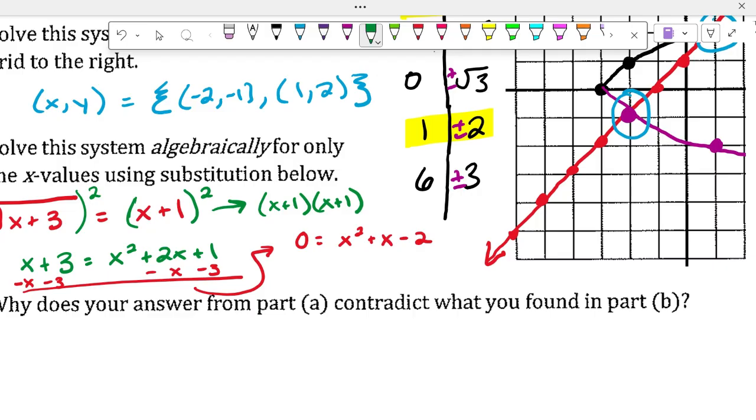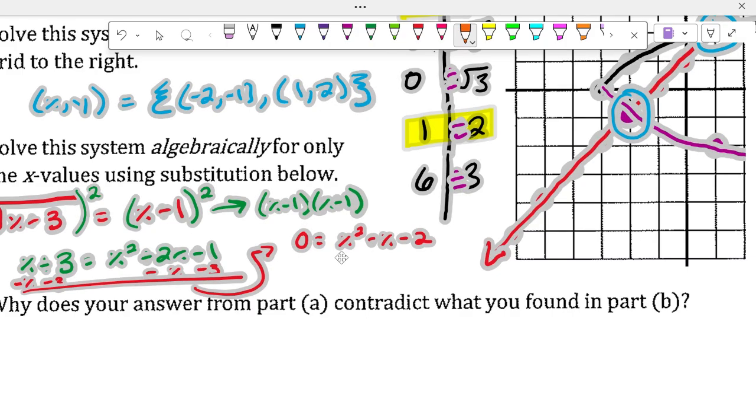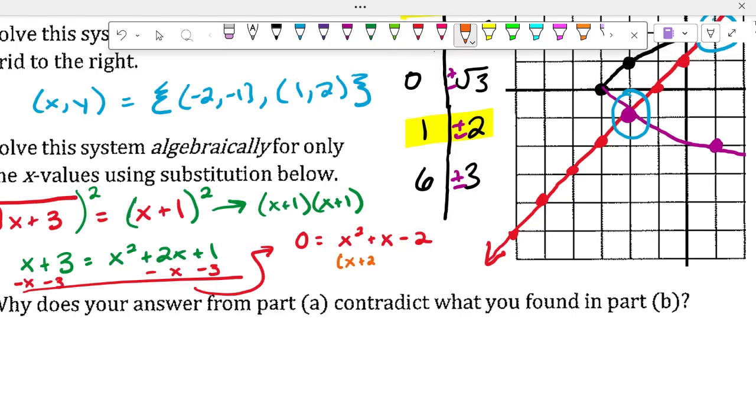If I factor this very quickly, what are two factors that multiply to negative 2 and add to 1? 2 and negative 1. Good. So this would be x plus 2 times x minus 1 is equal to 0. So x would be equal to the set of negative 2 and positive 1.